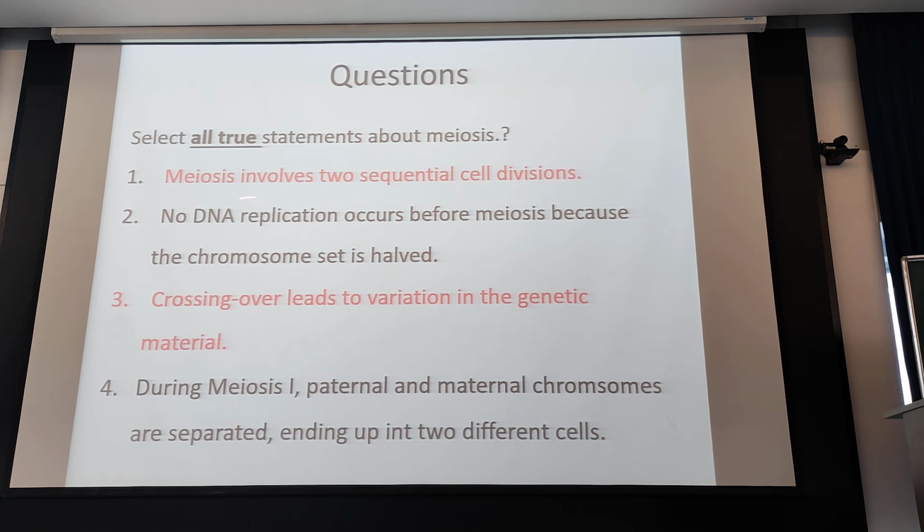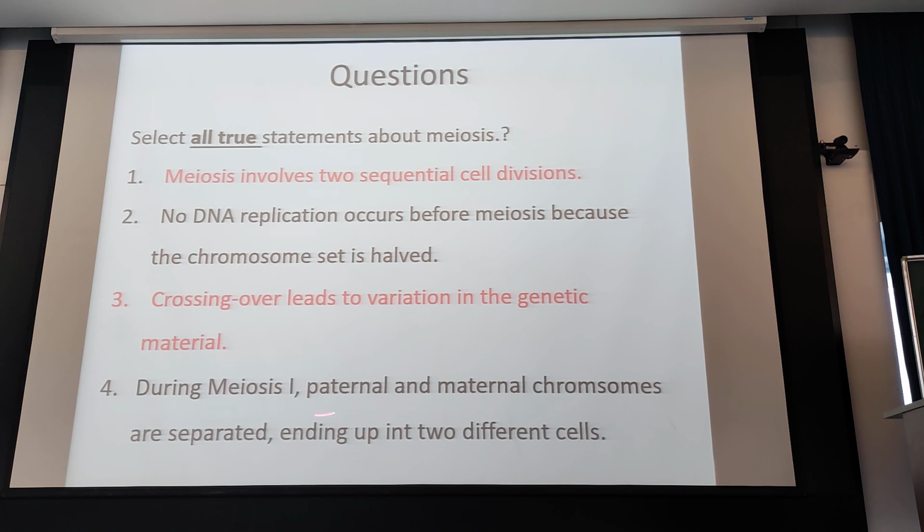So, statements 1 and 3 are correct. Meiosis involves two sequential cell divisions. We have meiosis 1 and meiosis 2, right? Statement 2 is wrong: DNA replication does occur before meiosis. It involves one round where the DNA is copied, and then the cell divides 2 times. Three, crossing over leading to variation in the genetic material, that's correct, because a new recombinant set of DNA is formed during crossing over.